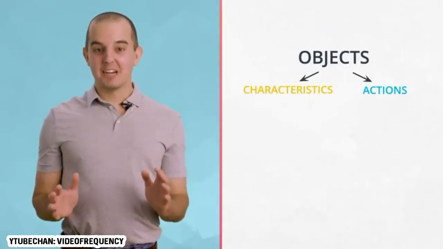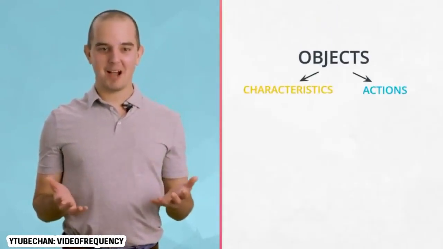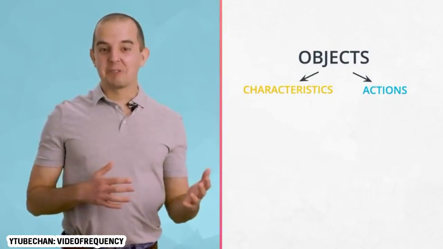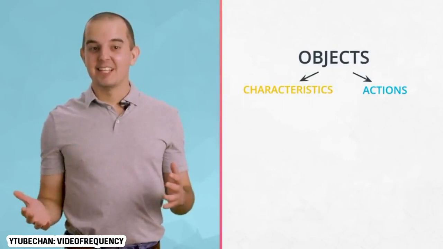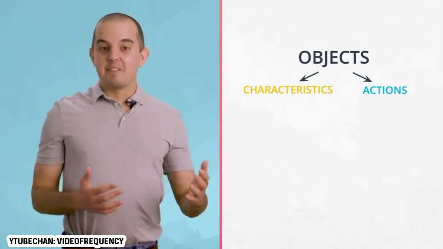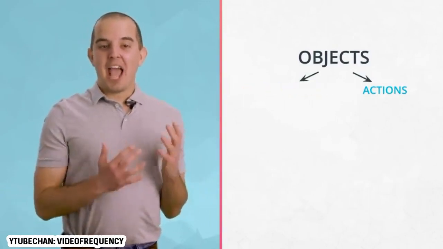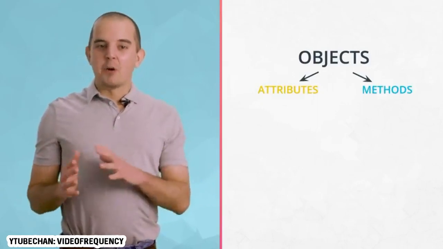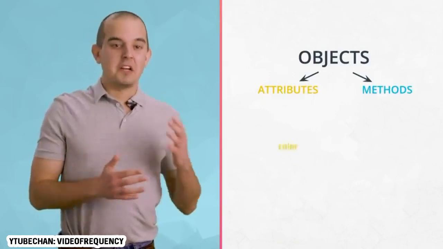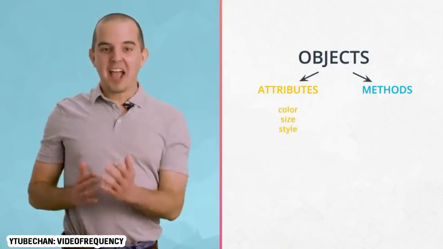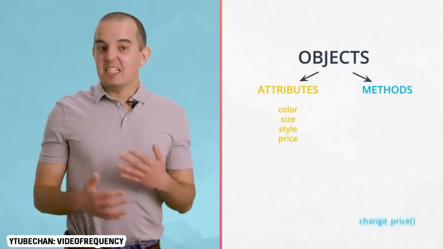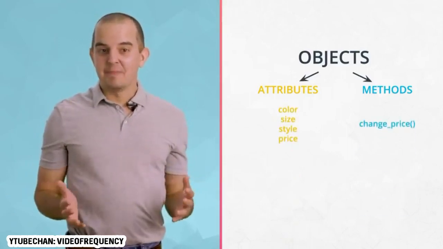We're getting close to writing some code, but I first want to clarify some terms associated with object-oriented programming. I said that an object has characteristics and actions. These characteristics have a specific name. They're called attributes, and the actions are called methods. Going back to the shirt example, the color, size, style, and price would be attributes. The action of changing the price would be a method.